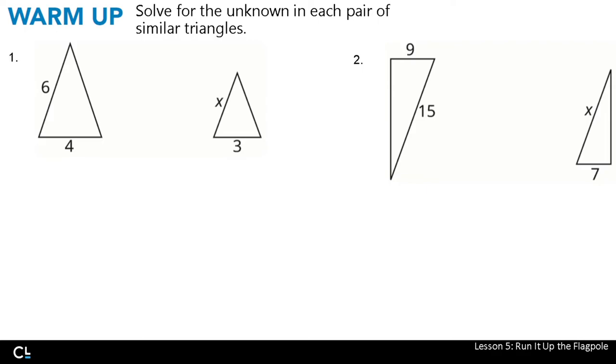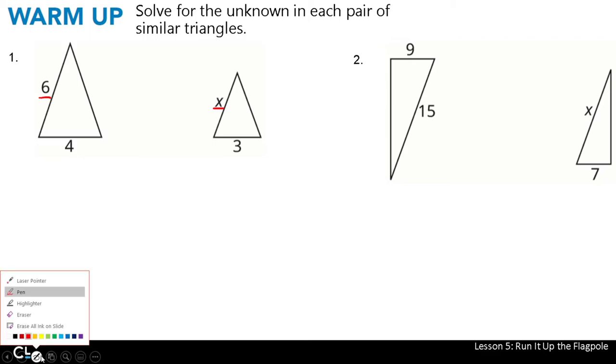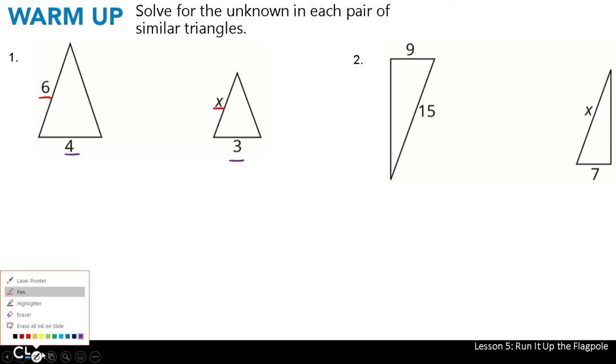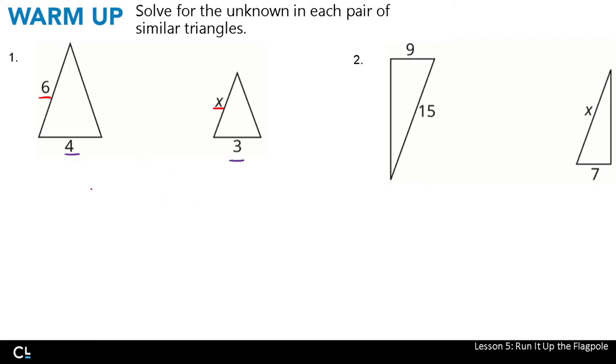So if we have two pairs of similar triangles, right? We have one problem on the left, one problem on the right. Let's get started. What we could do is match up the corresponding parts. So if I look, I could say 6 and x are corresponding, which means they're in the same place of each triangle. Then 4 and 3 are corresponding. So then we could set up a proportion using this information. What I'm going to do is my left triangle over my right triangle. So we're going to put 6 over x equals 4 over 3.